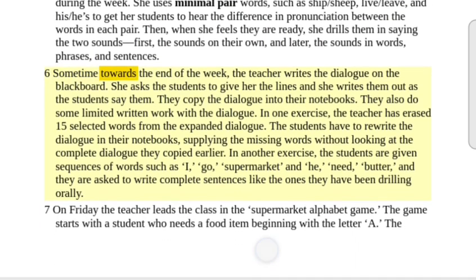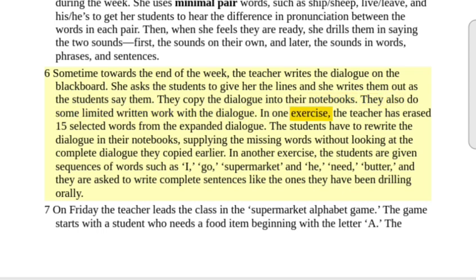6. Sometime towards the end of the week, the teacher writes the dialogue on the blackboard. She asks the students to give her the lines and she writes them out as the students say them. They copy the dialogue into their notebooks. They also do some limited written work with the dialogue.